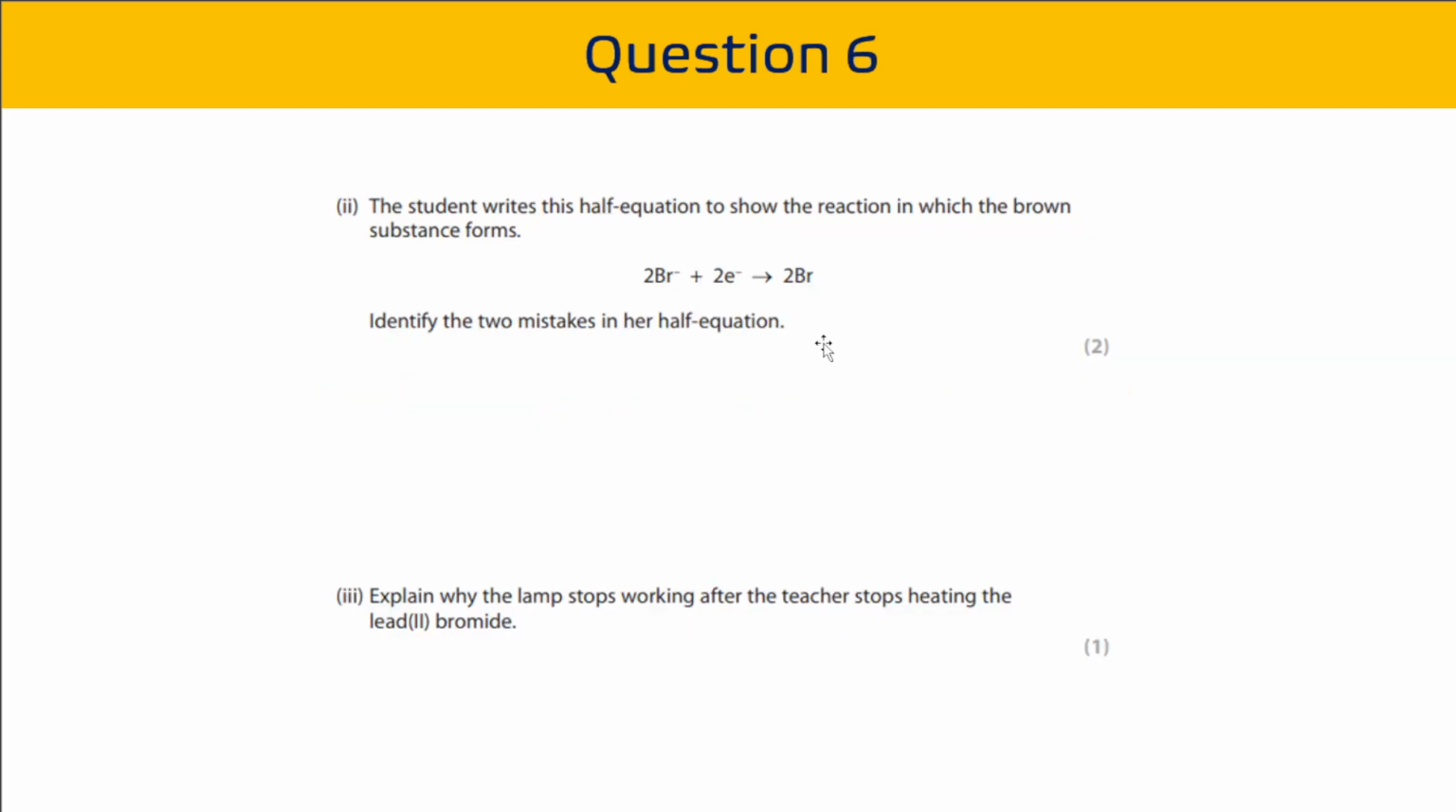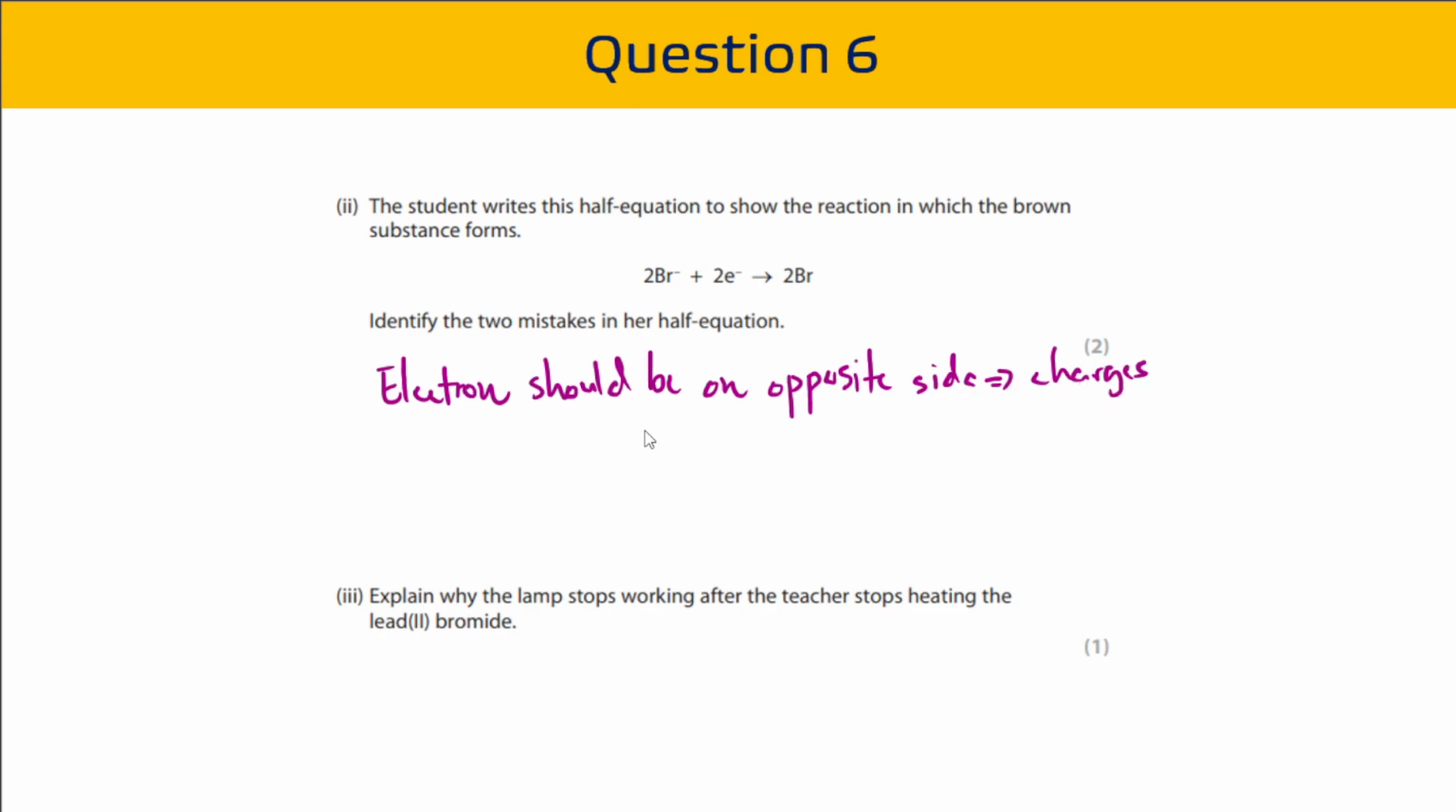Alright, question 6. A student writes this half equation. Show which reaction the brown substance forms in. Identify 2 mistakes in her half equation. So the first mistake that I can see here is that the electron is put on the wrong side. Okay, so you can say that the electron should be on the opposite side, because the charges are not balanced. But the first answer is more than enough. Okay, the charges are unbalanced as of now. And another thing, if you notice here, is that the 2Br is totally wrong. So right here, 2Br must be Br2 gas. 1 mark for this, 1 mark for this.